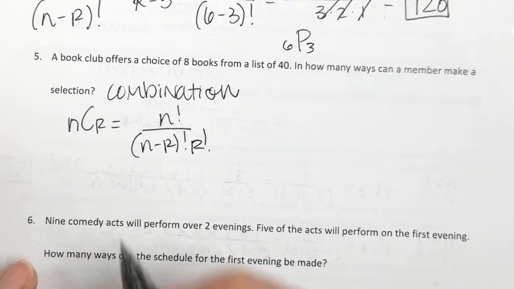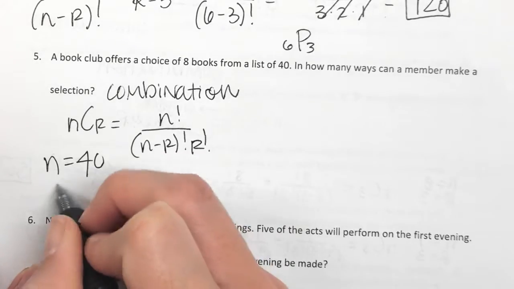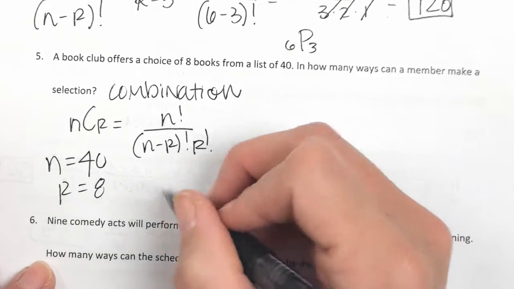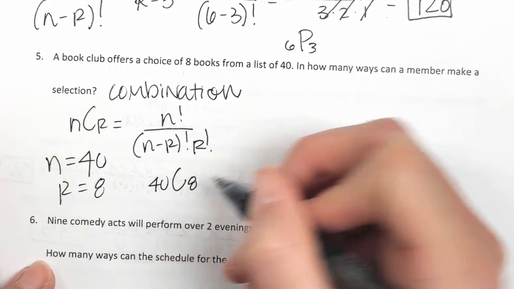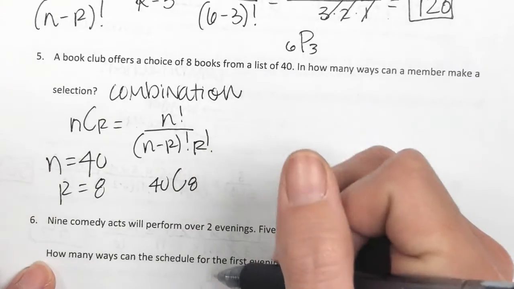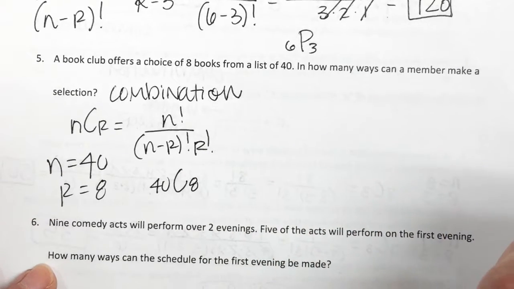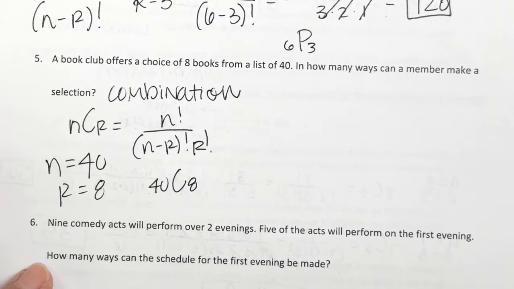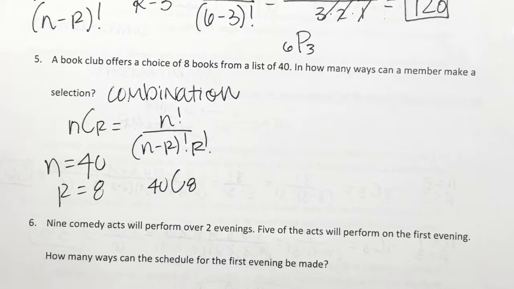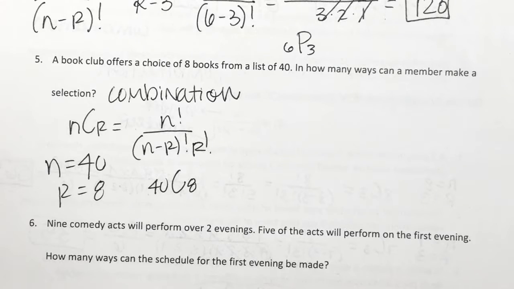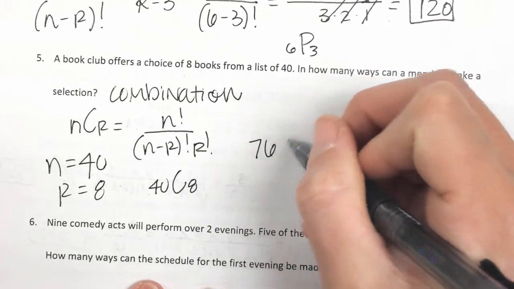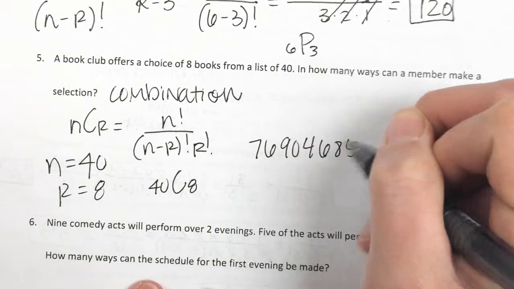What is our n in this one? 40. And our r? 8. Okay. So you can either type in 40C8 in your calculator, or I can write out all of the list of 40 factorial. Is it going to be a big number? I'll give you time to calculate it first, then I'll call on somebody. 76 million. Go ahead. 76,904,685. That is correct.